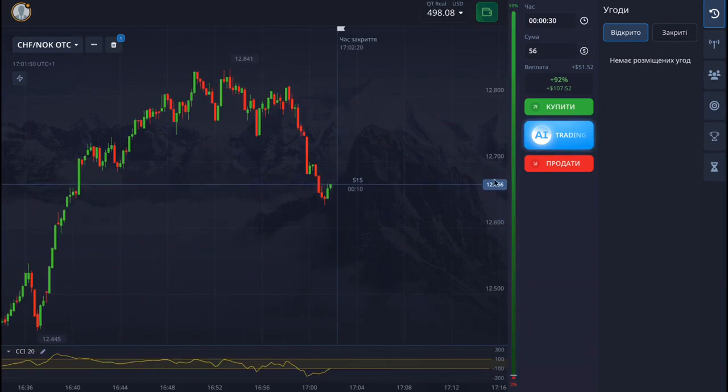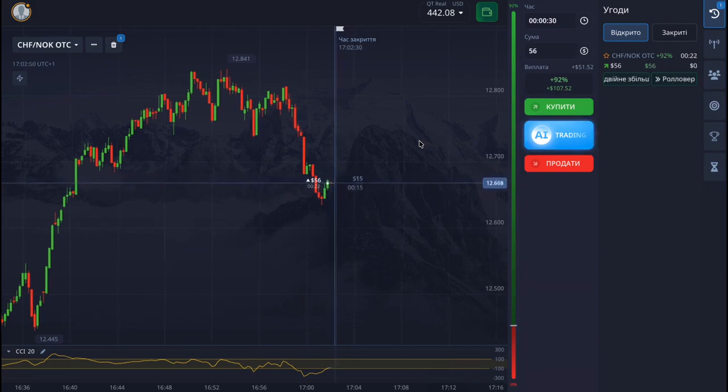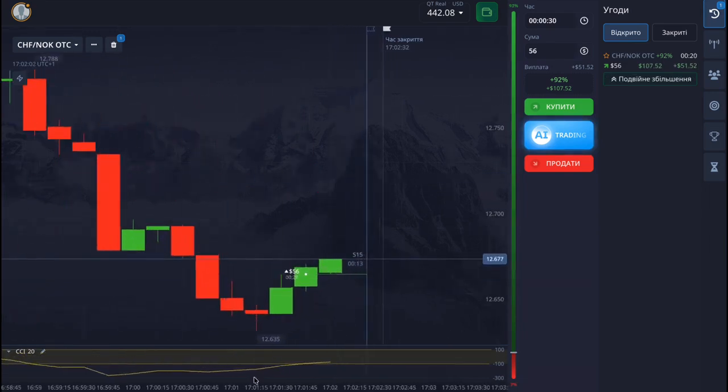The most important thing is not to rush, friends. We're entering right here. I took 30 seconds for an increase and I took $56. We're waiting for the close and getting a great plus. Look, I entered here because the CCI indicator shows us that the market is bouncing off the lower level and going up. That's it. We just took 30 seconds and are waiting for the close.